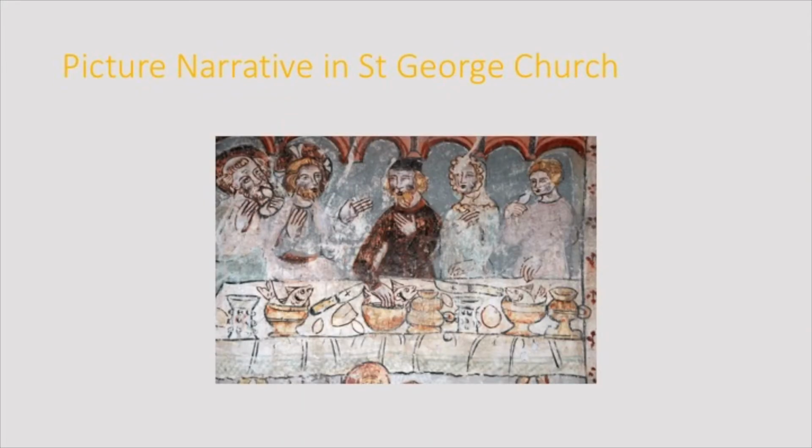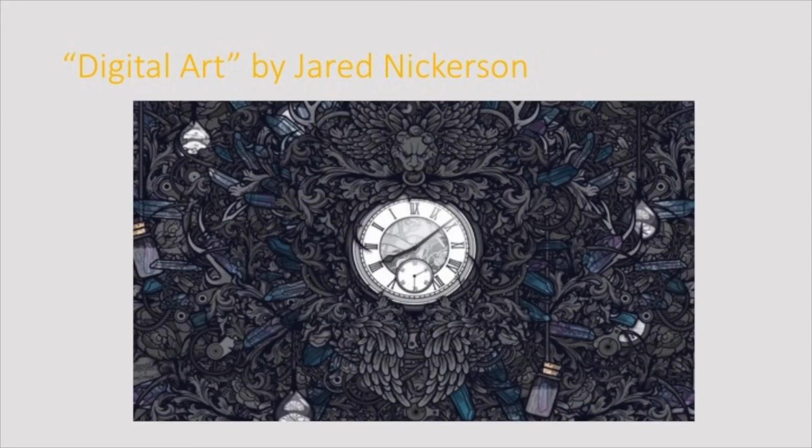An example of Gothic art pieces is a picture narrative used in the St. George Church. It depicts the celebration of a Cluniac monk at supper. A more modern example would be Gerald Nickerson's digital art, which shows a complex design that is still flooded with light through the use of structural elements.